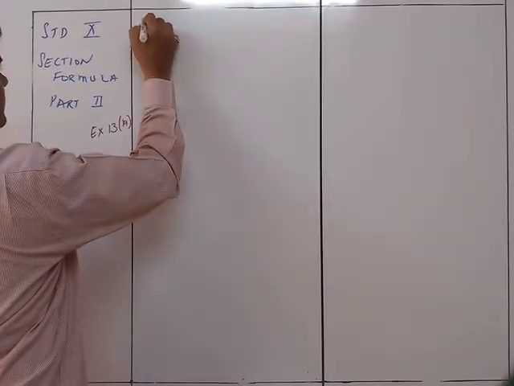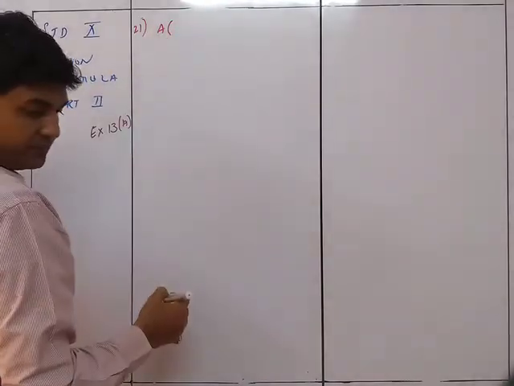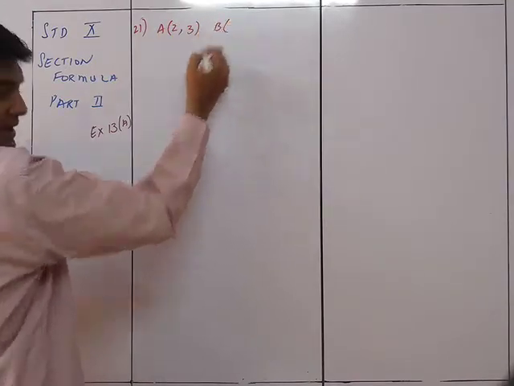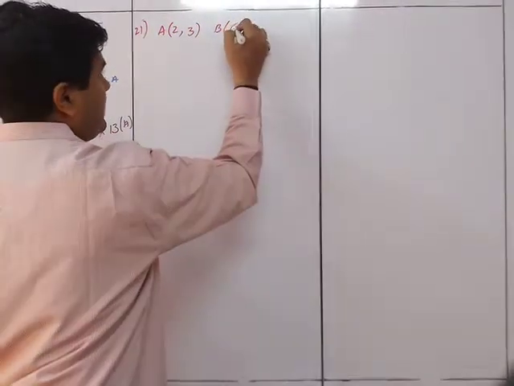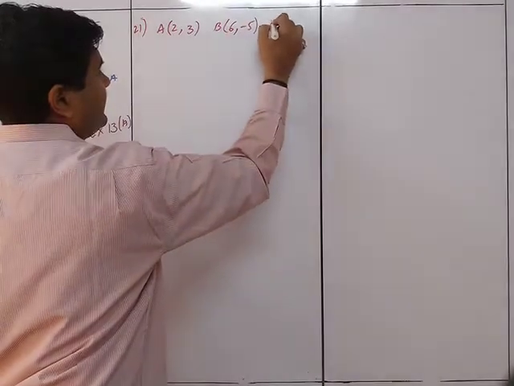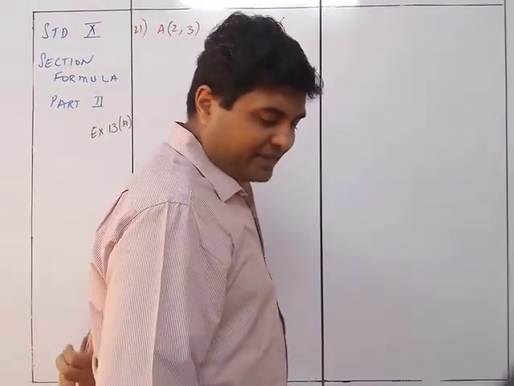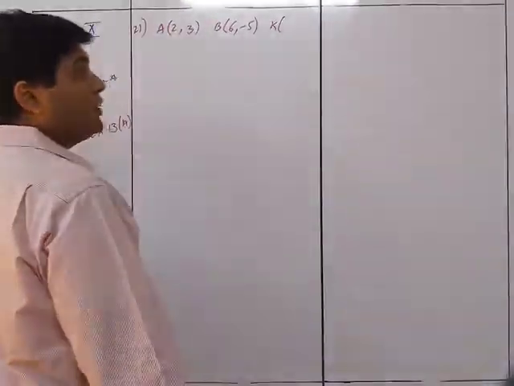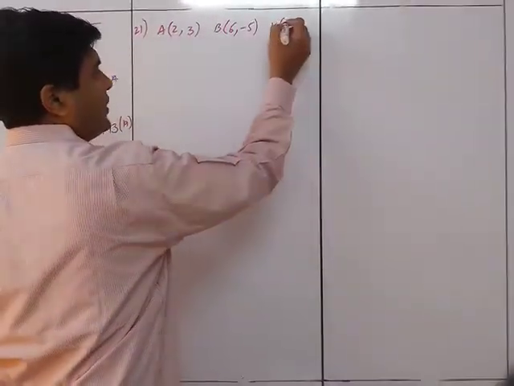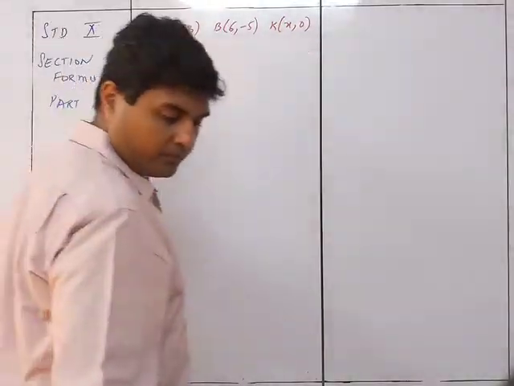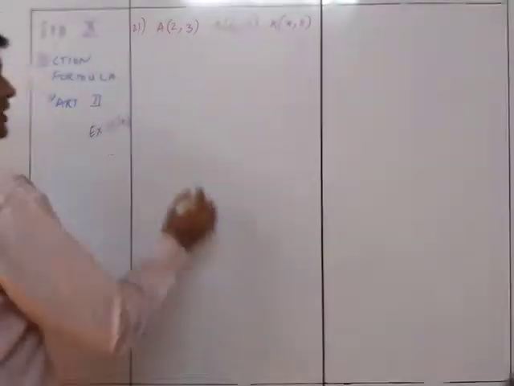Very easy. We have got A as (2, 3). We got B as (6, -5). And then there is a K. Now it is given that the line is intercepted by the x-axis at K. So K is on the x-axis, meaning the y coordinate is 0. So it will be (x, 0). Okay. So now the ratio.